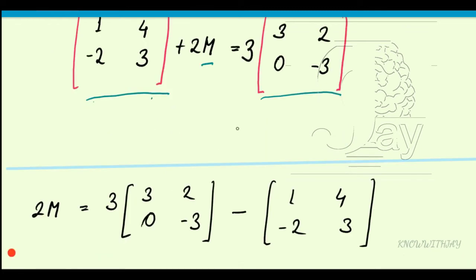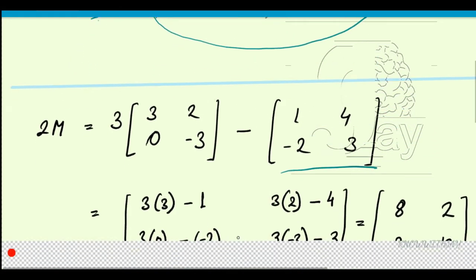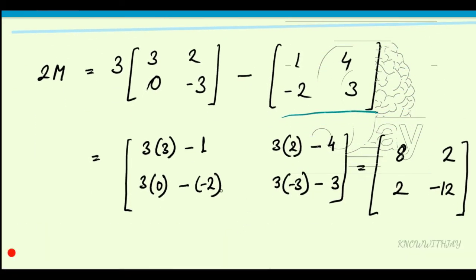Okay, so now 2M equals, if we take this whole matrix to the right side of the equality sign, so that should be minus the matrix. So 2M equals this. Now it's very simple to calculate this. If we arrange the corresponding elements, this is 3 into 3 minus 1, so we get 9 minus 1, so the first element is 8.